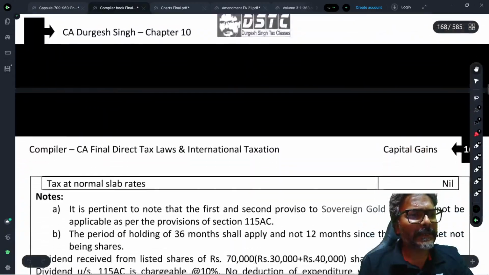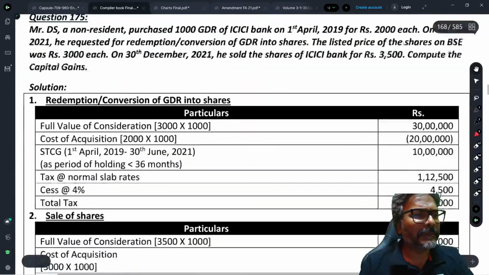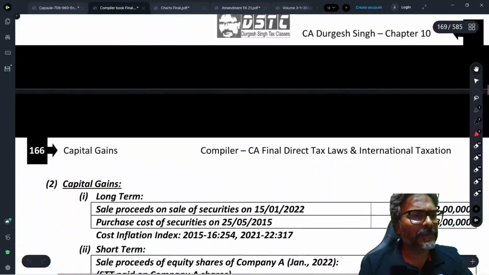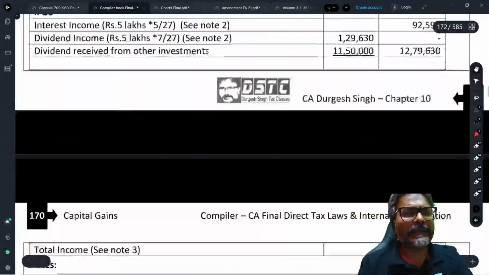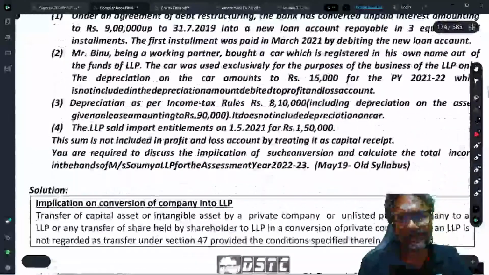So students, in NRTP practicals I will be doing the methods of the determination of ALP and thereafter, students, the CG amendments. Okay, CG amendments. First of all, students, in the case of the NR, let's start with this one.